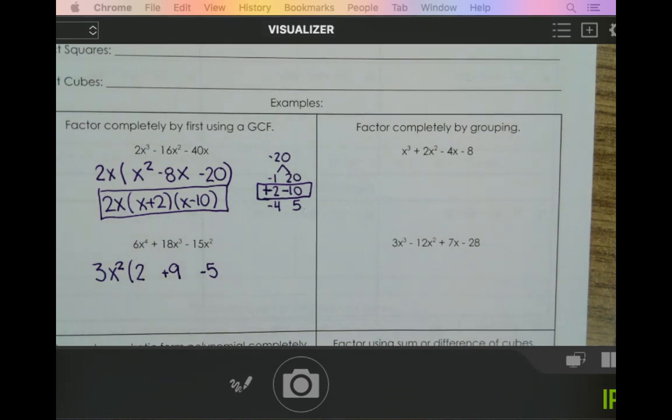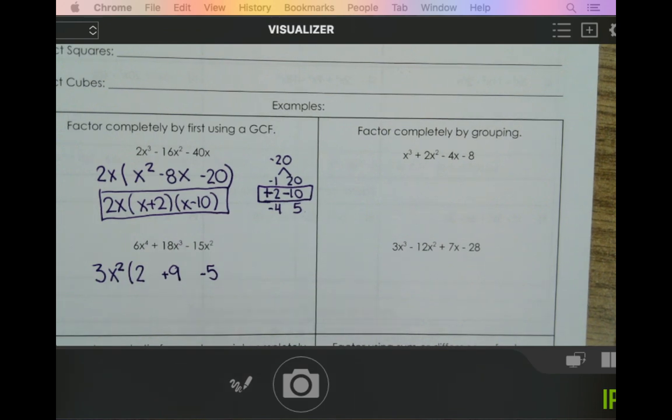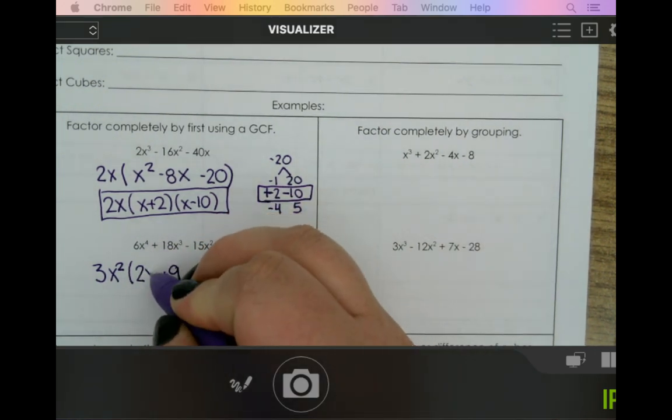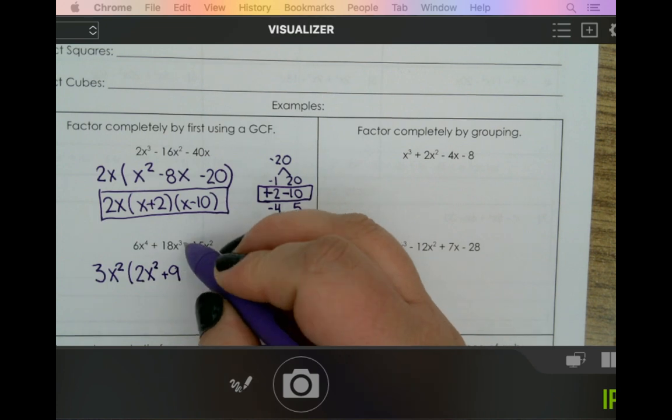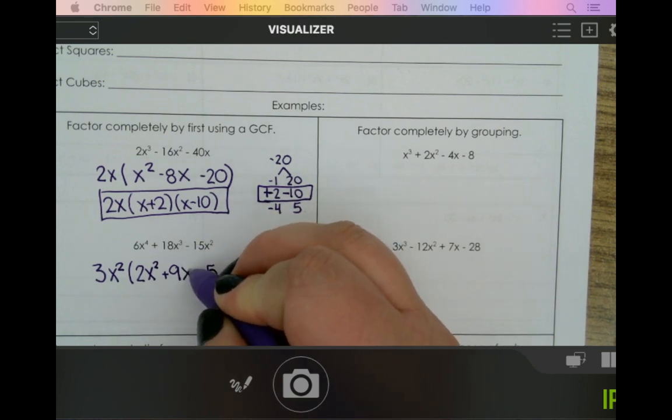And then since I'm taking an x squared out, I take 2 powers away. So x to the 4th is now going to be x squared. X to the 3rd is just going to be x. And the 5 doesn't have any.